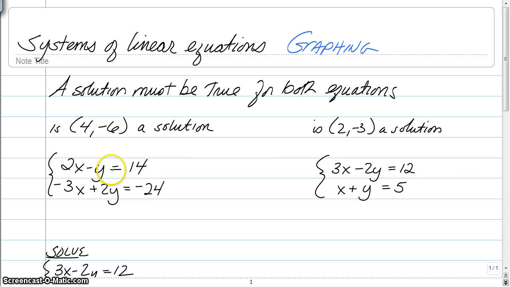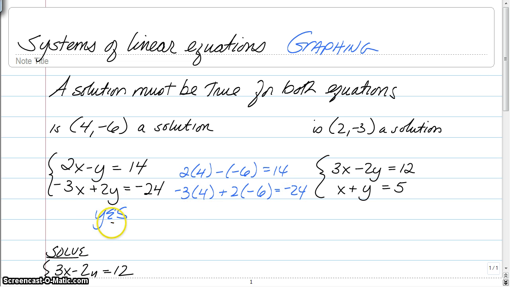For 4, -6, is this a solution to this system? Well, what you want to do is substitute x and y back into both original equations. So we have 2 times 4 minus a -6. Is that equal to 14? Is 8 plus 6 14? Yes, it is. We'll try the next one. -3 times 4 plus 2 times a -6 is equal to a -24. Is that true? -12 plus a -12 is -24. Yes, it works. So, yes, this is a solution.